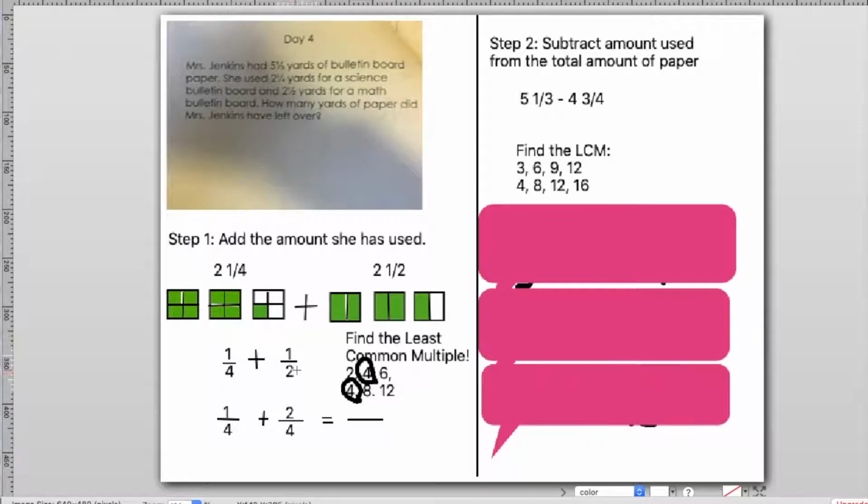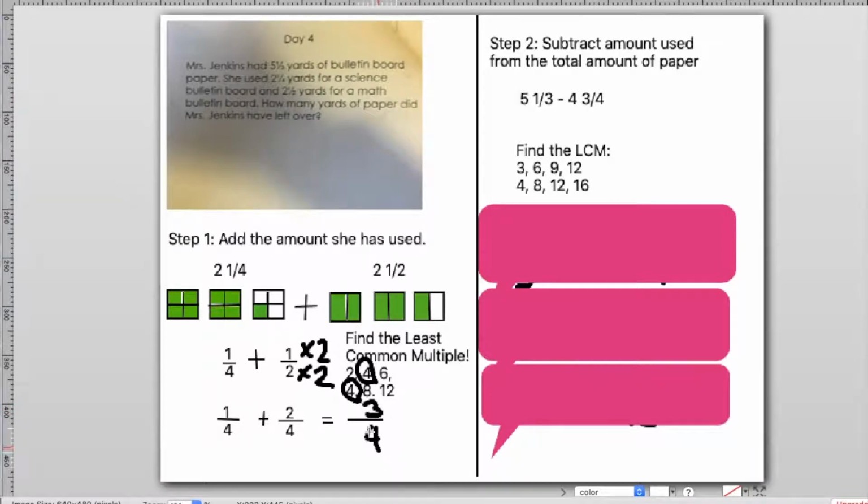So we need to change these fractions to both have 4 in the denominator. 1/4 already does. How do we change 1/2 to have 4 in the denominator? Well, we can multiply 2 times 2. And if we do it to the bottom, we must do it to the top. So this fraction turns into 2/4. Now if you add 1/4 plus 2/4, you get 3/4.